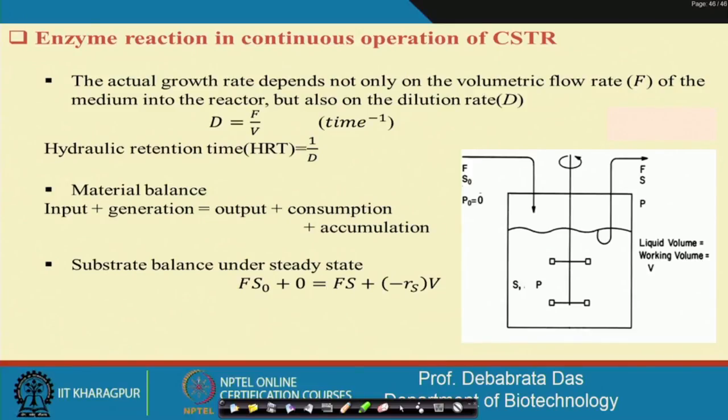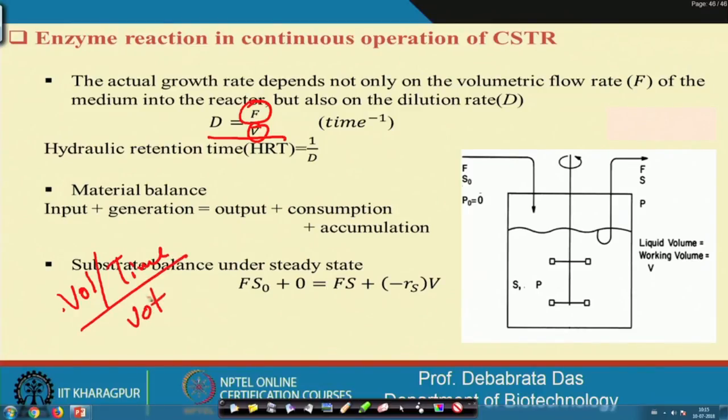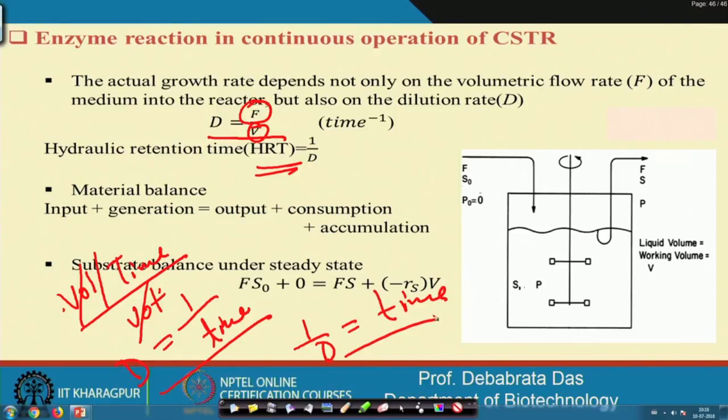Now, the dilution rate: we might know that dilution rate is the volumetric flow rate divided by volume. What is the volumetric flow rate? Volume per unit time, am I right? This is volume, so the volume will cancel. What will be the unit? 1 by time. So the unit of dilution rate is time inverse. But what do you mean by hydraulic retention time? That is 1 by D, equal to time. That means, suppose you are passing the liquid through the reactor, the question is how long this liquid resides in the reactor; that is called hydraulic retention time.